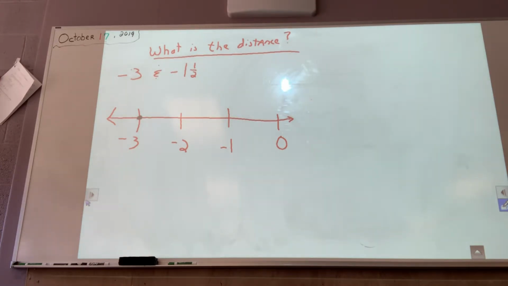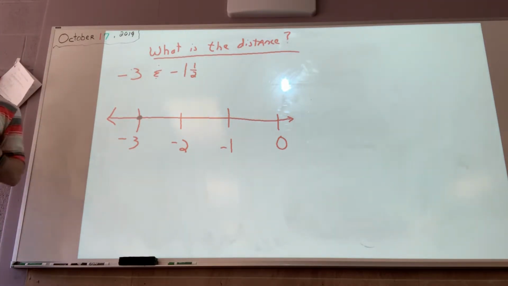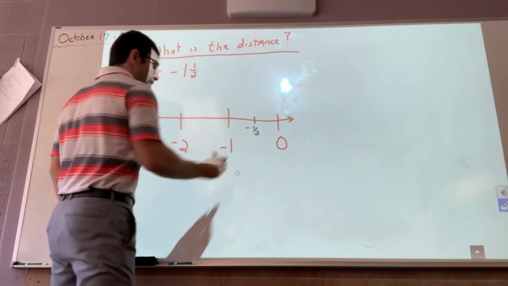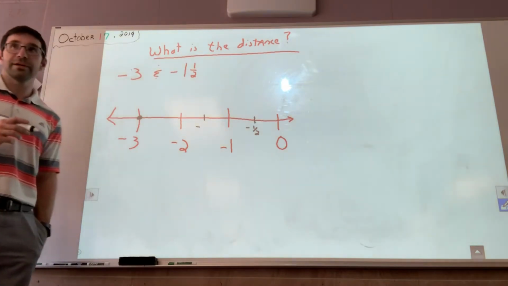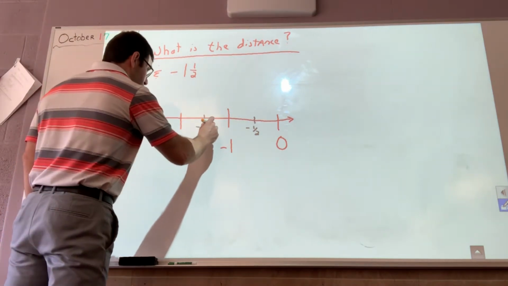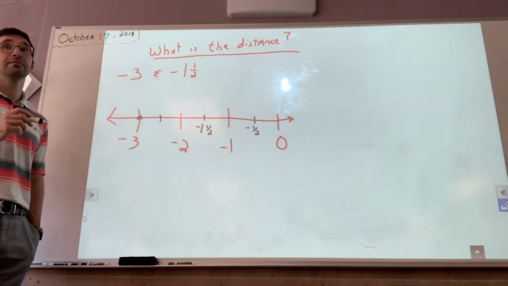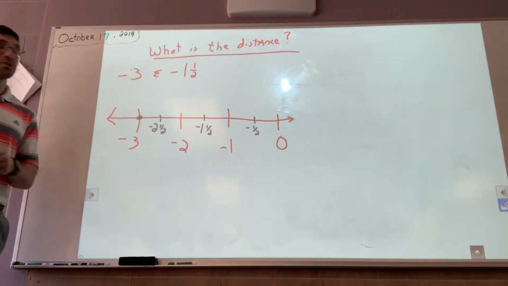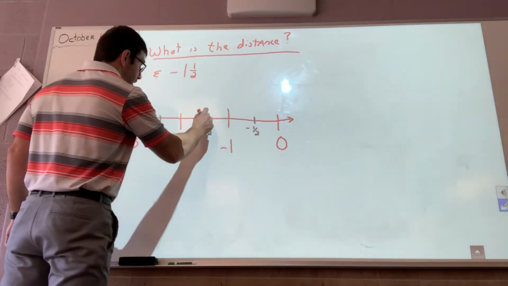But it says negative 1 1/2. If 1 1/2 is there, everything needs to have a half. What do I mean by that? Well, between 0 and negative 1, there needs to be negative 1/2. Between negative 1 and negative 2, there needs to be what? What's going to be between negative 2 and negative 1? Very good. Negative 1 and 1/2. Between negative 2 and negative 3? Negative 2 1/2. So now we can plot our other point. So now that I've put the halves in there, I can now plot my point.